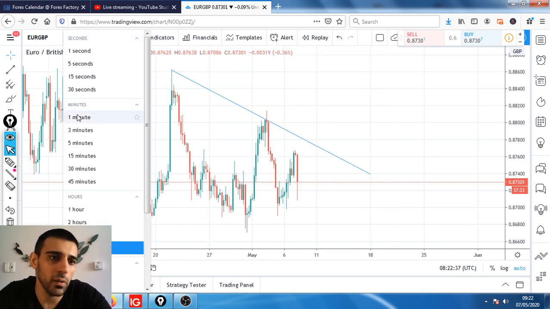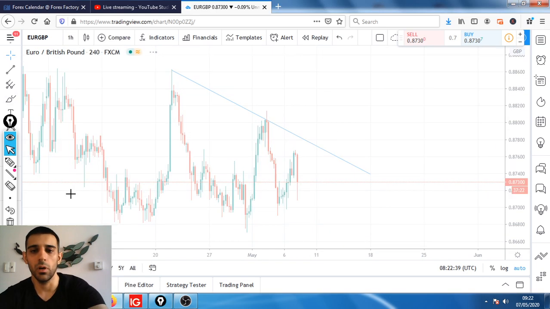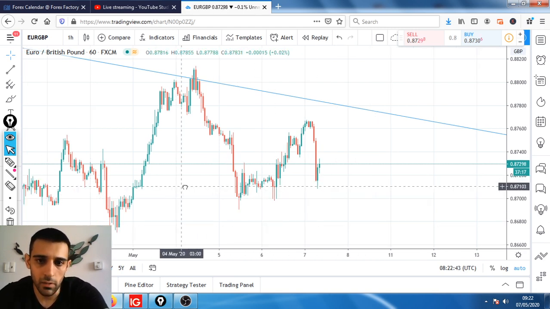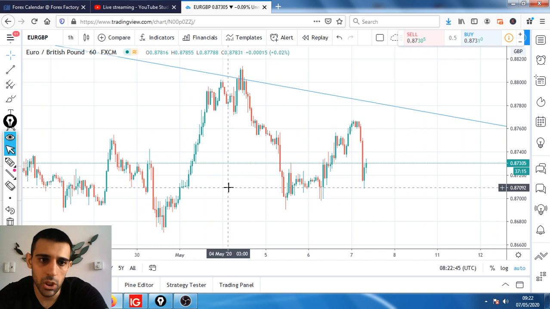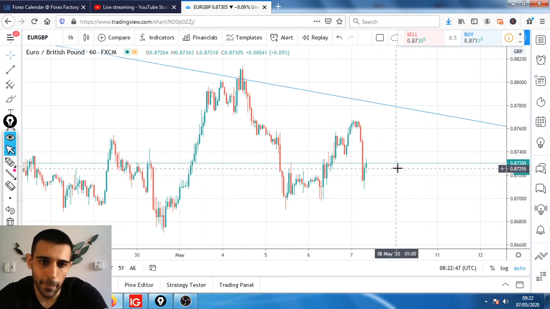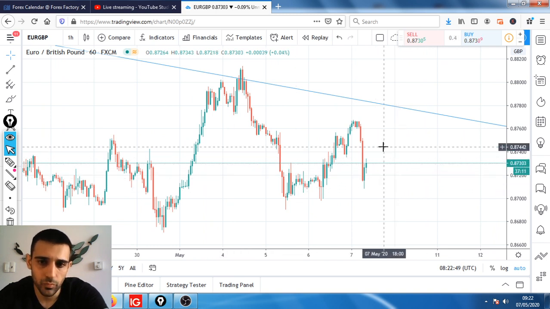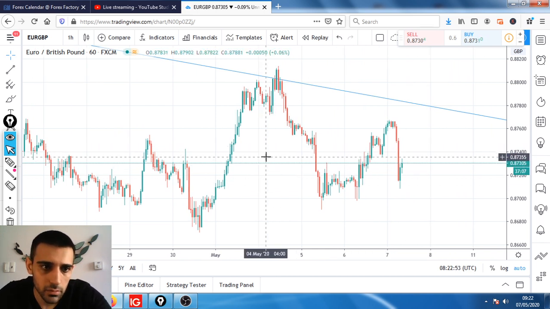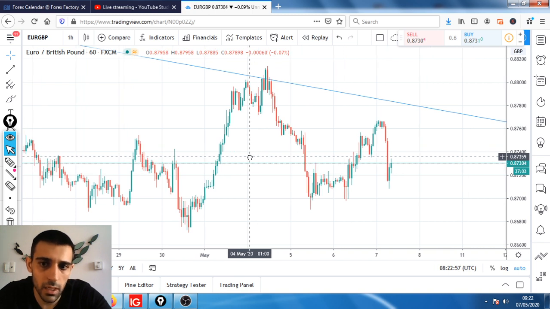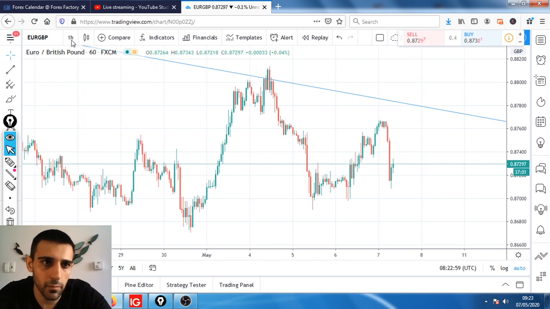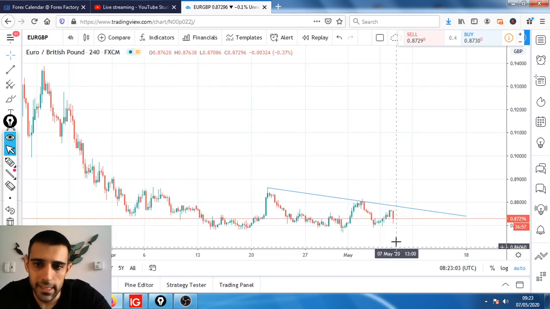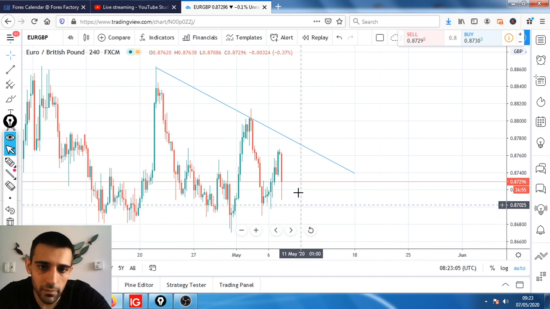Let's go to the 1 hourly time frame, see what we have. Okay, I do like it on the 1 hourly time frame towards the short side. Yeah, it does look good on the 1 hourly time frame. The only concern is the 4 hourly time frame.